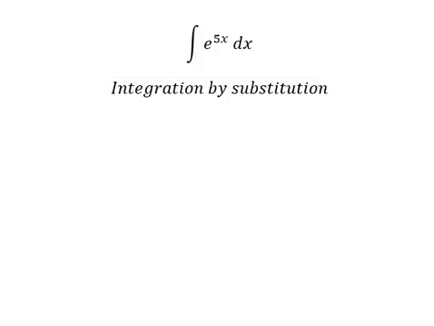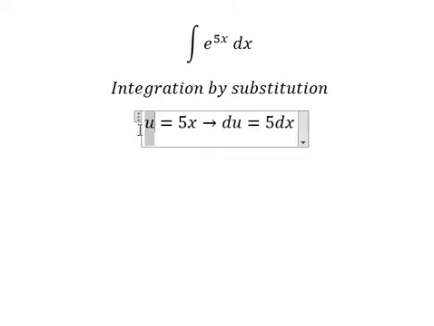So I need to put u equals 5x. Later we need to take the first derivative of both sides. The first derivative of u, we have 1. The first derivative of 5x, we have 5. That's why we simplify like this.